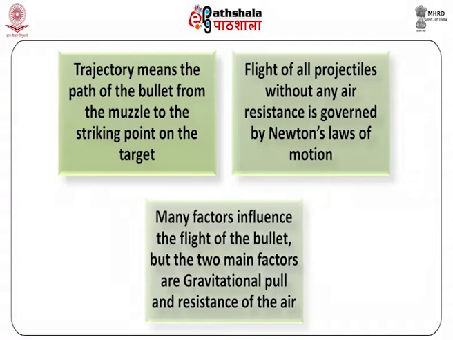Many factors influence the flight of the bullet, but the two main factors are the gravitational pull of the earth, which brings it to the ground or target, and resistance of the air, which reduces its velocity.